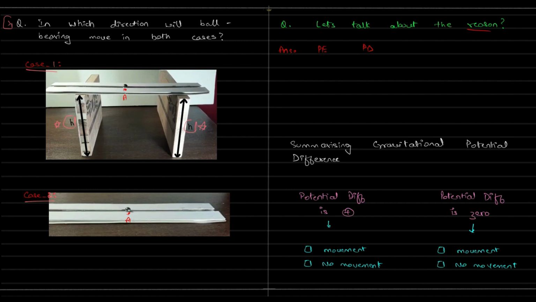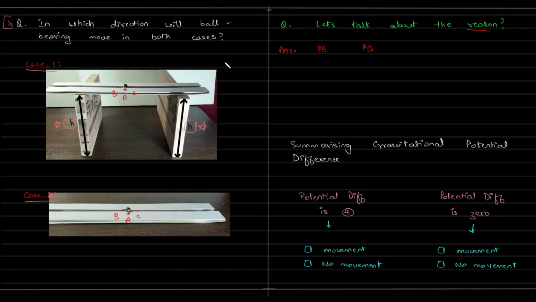So let's begin by talking about point A, point B, and point C's potential energy and potential difference. Please make a note that point B is in front of point A and point C is at the back of point A. So basically, the surroundings of point A are what we have to discuss. In and around point A is what we have to look at.